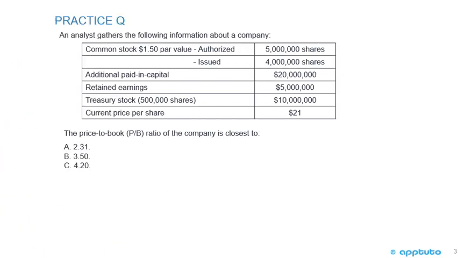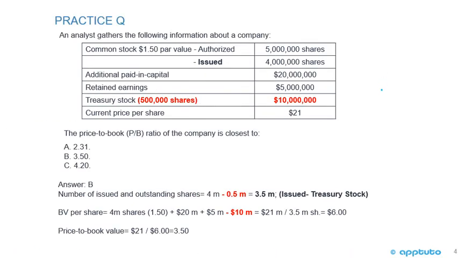Okay? So we'll start with a practice question that asks to calculate the price to book value of a company. An analyst gathers the following information about a company: common stock, $1.50 par value, authorized is 5 million shares, issued is 4 million shares. Additional paid in capital is 20 million, retained earnings is 5 million, treasury stock is 500,000 shares, and that's $10 million, and the current price per share is $21. The price to book of the company is closest to A, 2.31, B, 3.5, or C, 4.2.